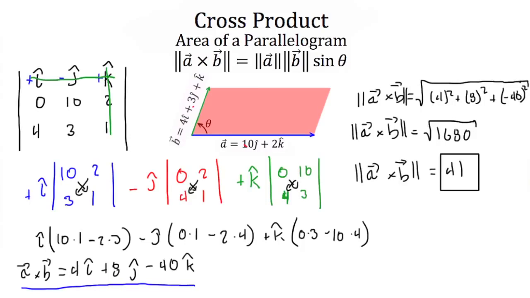So now that we know that we can use the cross product, or at least the magnitude of the cross product, to find the area of a parallelogram, that completes the tutorial on the cross product of two vectors.